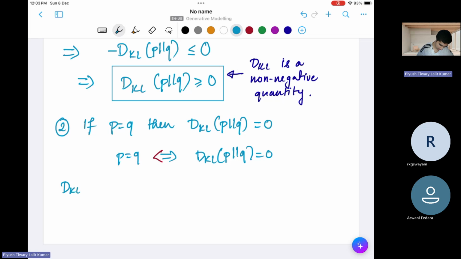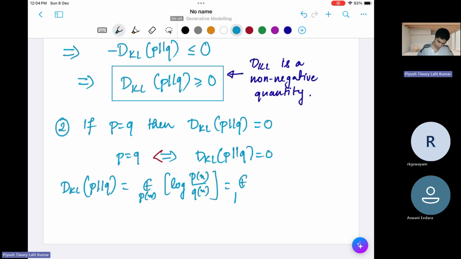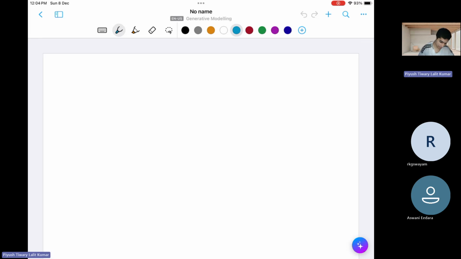We just have to go to the definition of KL divergence, right? So this is the expected value under P of X of log P of X over Q of X. Now, if P is equal to Q, this thing is nothing but P of X log P of X over P of X, because P is equal to Q. And hence this thing cancels out and is nothing but 1. And log of 1 is nothing but 0. And hence this thing is 0. Expected value of 0 is 0. That's all. So basically you can see that if P is equal to Q, then KL divergence is quite simply 0.